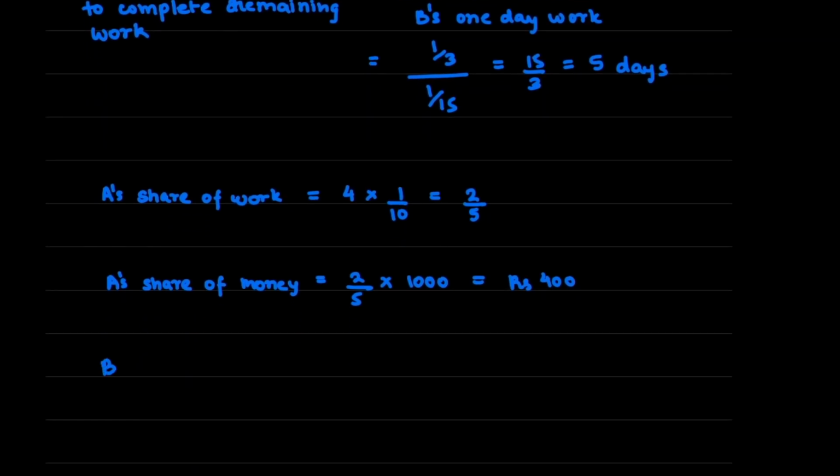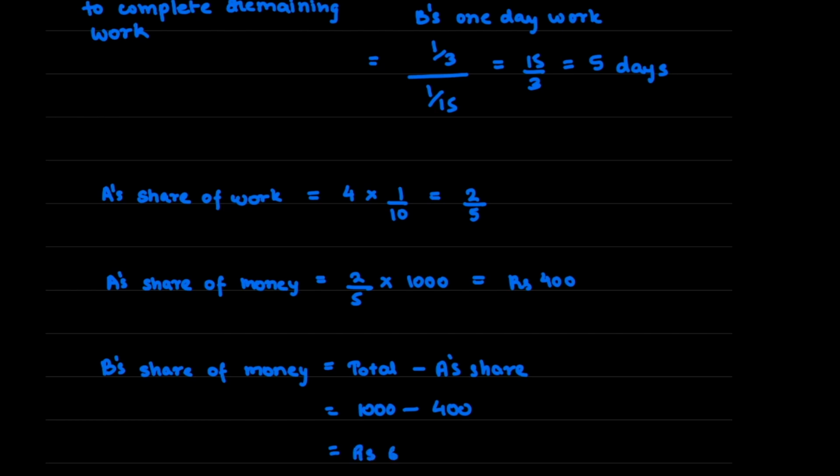Now let's calculate B's share of money, and that is total minus A's share. And this comes out to be 1000 minus 400, and that is rupees 600. And that's how we complete this question. I hope you're understanding questions where one person leaves and then the other person has to do the remaining of the work. And we are also understanding how to calculate the amount of money that each person has to be paid depending on how much work they have done. Similarly, let's look at this question, which makes this a bit more clearer.